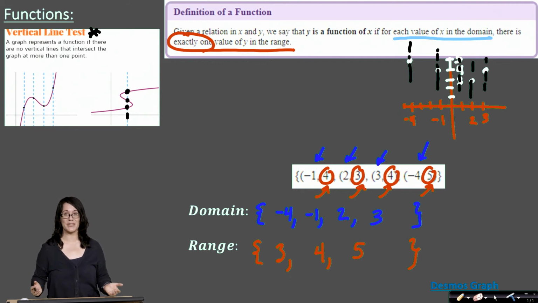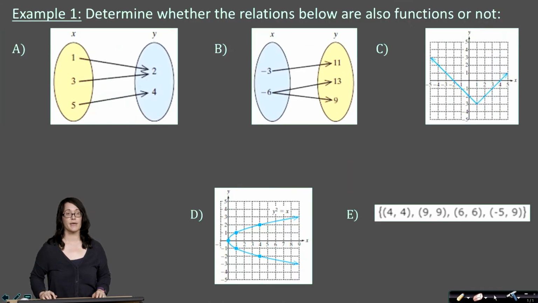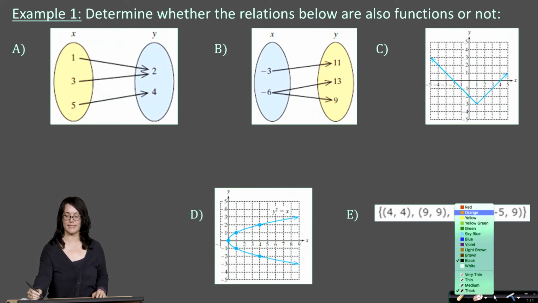Okay, let's see if you can continue identifying whether or not you have functions using the information we've just presented on the next example. Feel free to pause the video and try it yourself. Example 1 says, determine whether the relations below are also functions or maybe not. So you have 3 pictures on top, A, B, C, you have another picture in D, and you have a set in E. So go ahead and pause the video, see if you understand your functions, and then we'll see how you did.